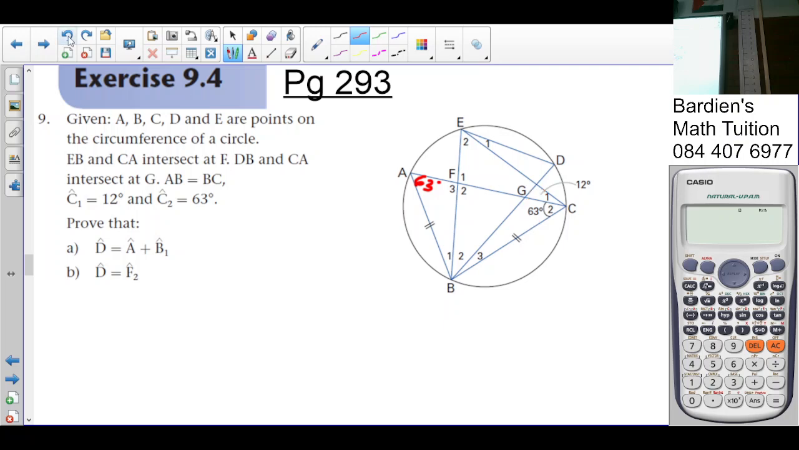Prove that angle D is equal to angle A plus B1. So we must prove that angle D is equal to A plus B1. Well, what is angle D also equal to?